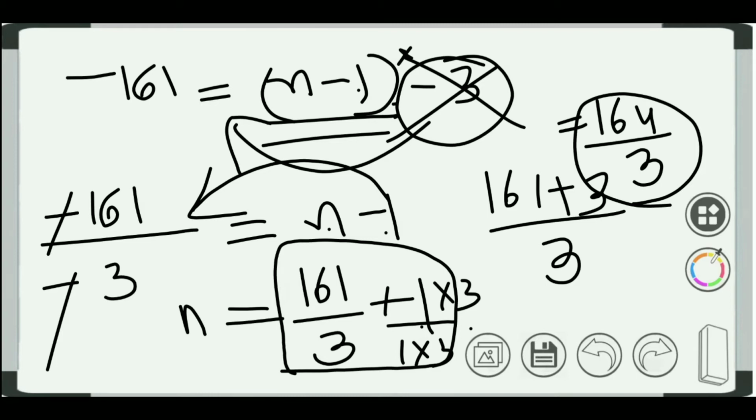N is not an integer but a fraction. Therefore, minus 150 is not a term of this AP, because you are getting the answer as somewhat 54.6666. It is a fraction. Come to the 7th question.